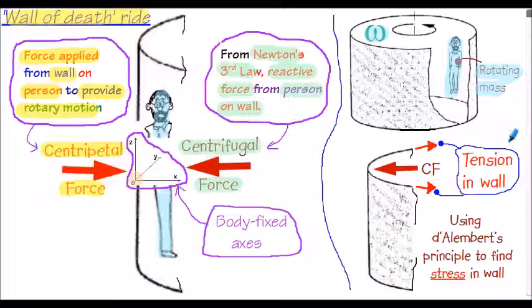And if we wanted to find the tensile stresses in the wall due to the tension in the wall, we can analyse this situation statically by applying the centrifugal force, and so again using D'Alembert's principle to find the stress in the wall. So again, bringing a dynamic situation, the wall is actually rotating, but analysing it statically, like a thin cylinder.